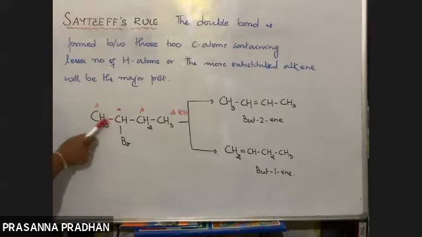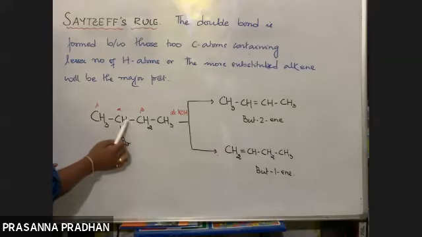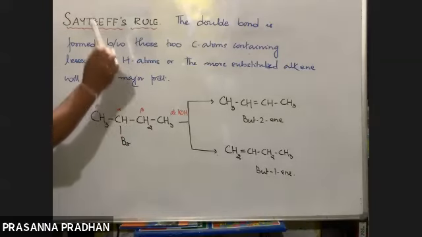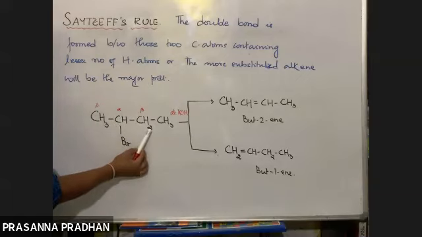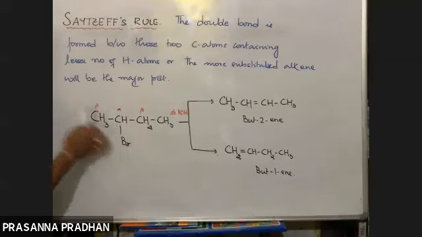In between this alpha and this beta, how many hydrogen do we see? We see 3 plus 1, 4. Which will be the major product? The double bond should be formed between those two carbon atoms containing lesser number of hydrogen. That means according to Saytzeff rule, double bond should be formed between these two carbon atoms as they contain lesser number of hydrogen. These two carbon contain more number of hydrogen. So according to this rule, this should not be the major product.